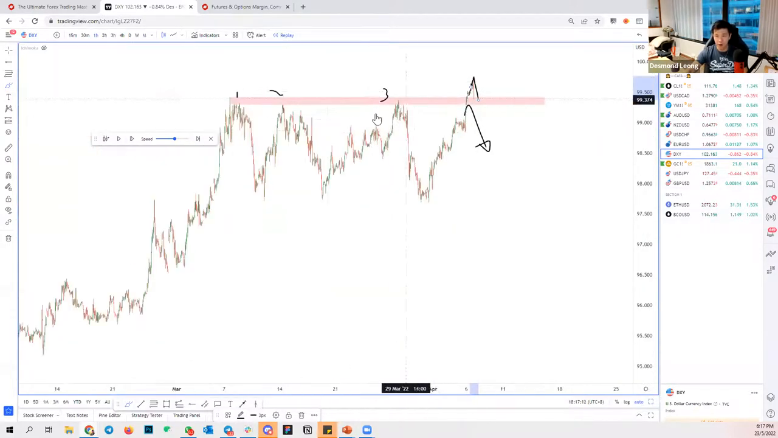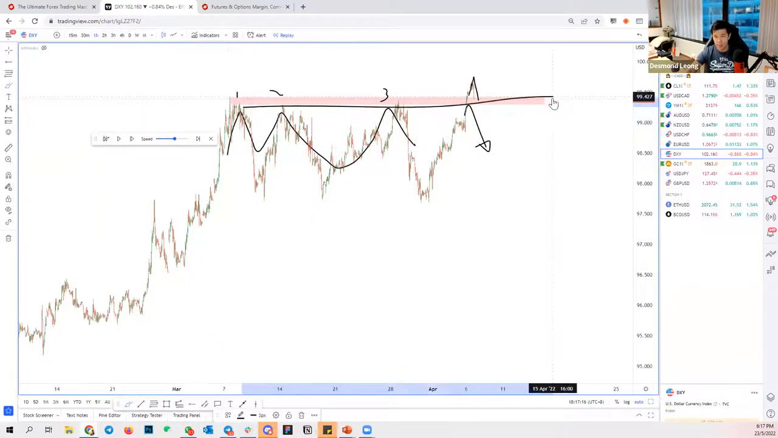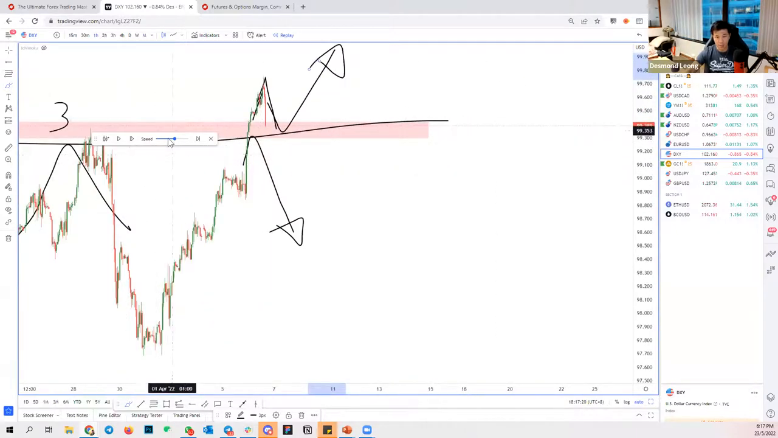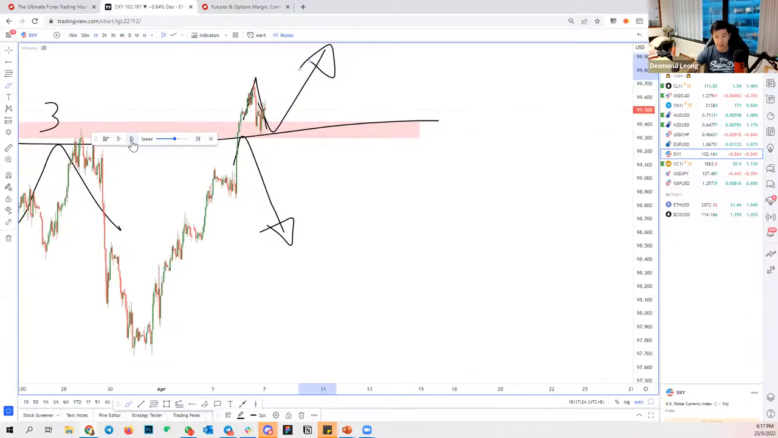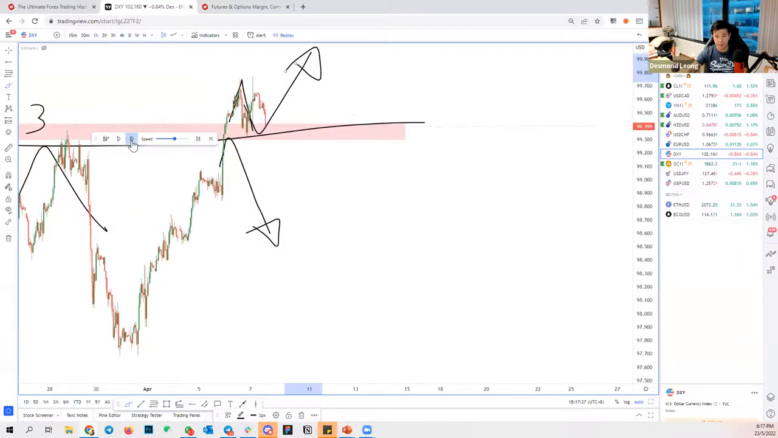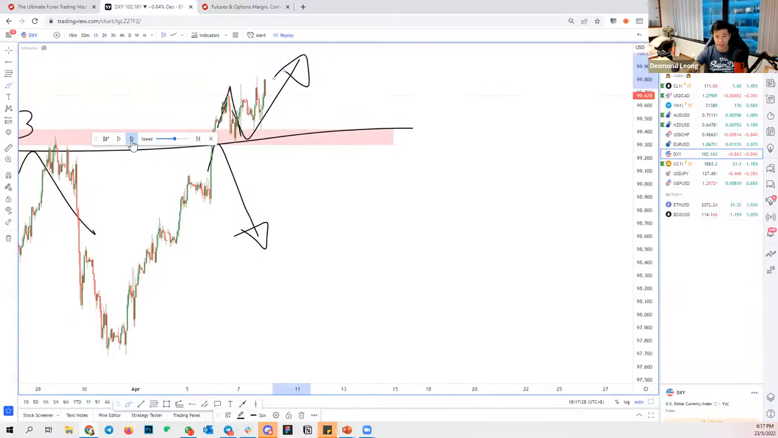Now, this is what I call the one. This is the pullback that we're looking for to go up. So it does a nice little pullback. You can see it pulls back to the area, pulls back to the area, and then it starts going from there.